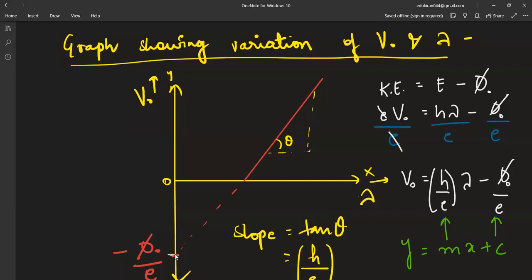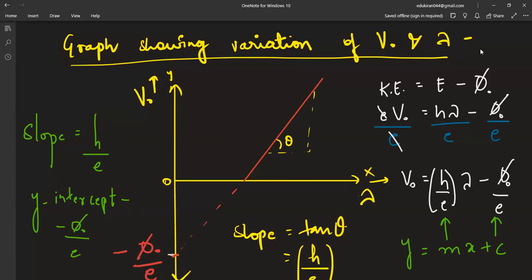So this is the straight line graph, and this is how it is calculated. The main thing you have to remember is that the slope is given by h by e, that is tan theta, and the y-intercept is minus phi naught by e. This is how you have to draw the graph, and you have to show these calculations. Write it down. Any doubts, please let me know.